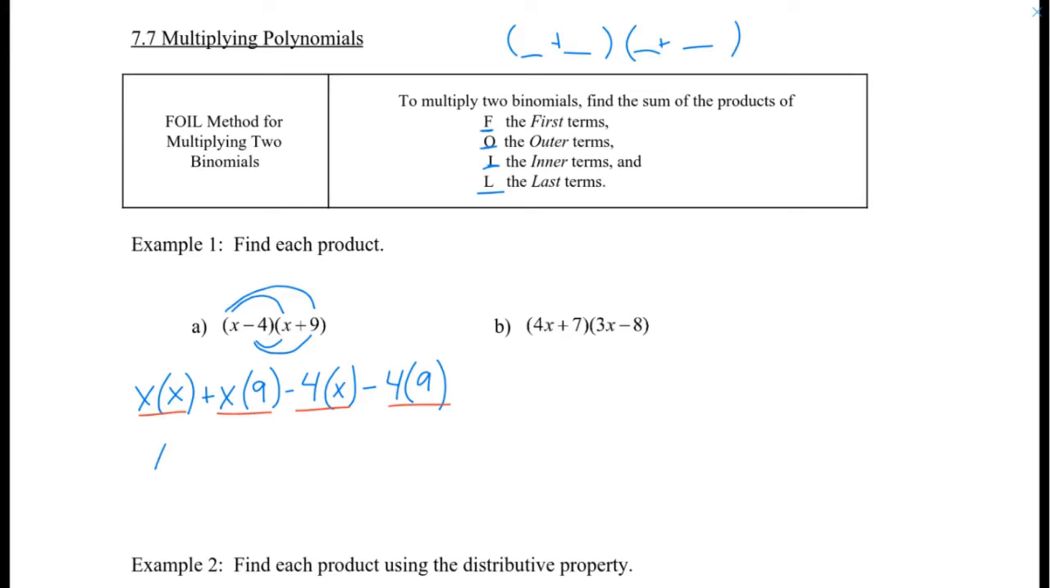So x times x would give us x squared. x times 9 we can rewrite as 9x. -4 times x is just -4x. And then -4 times 9 is -36. You will see that we have one pair of like terms here. We have 9x minus 4x, so we can simplify that. We'll have x squared plus 5x minus 36. We don't have any more like terms, nothing more we can combine, so this is going to be our final simplified answer.